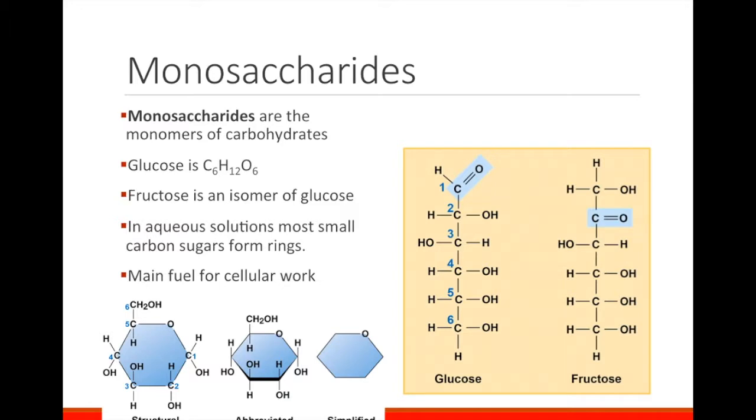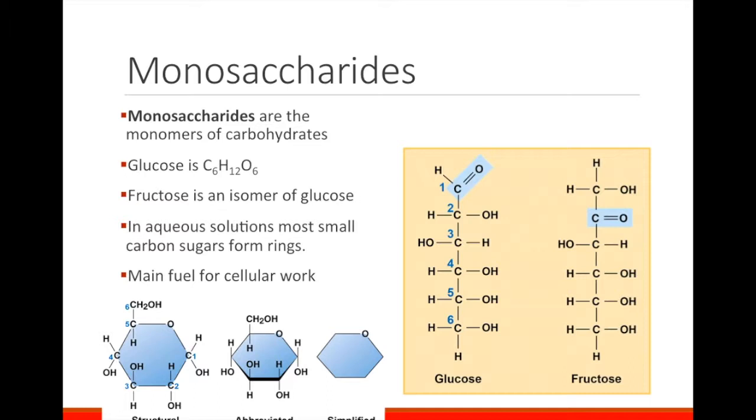Monosaccharides are the monomers of carbohydrates. Mono means one, and saccharide means sugar. So this word just means one sugar. Glucose is the most common monosaccharide in your body. It has the chemical formula C6H12O6. You need to know this formula of glucose for this class.